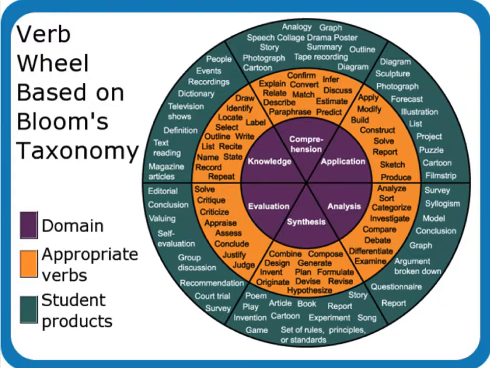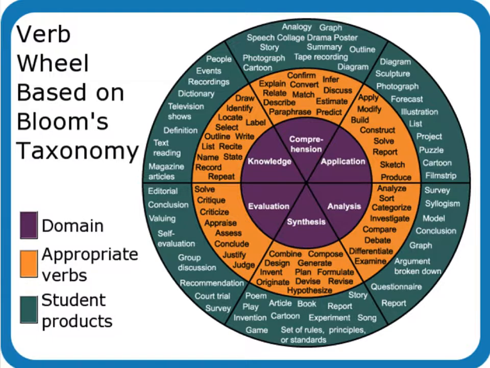Synthesis, they can invent something or plan or formulate something. And then the evaluation, that is their highest thinking, and they can assess or justify or judge. If you think that a kindergarten student cannot do all of these things, you are wrong. They just look different for each grade.